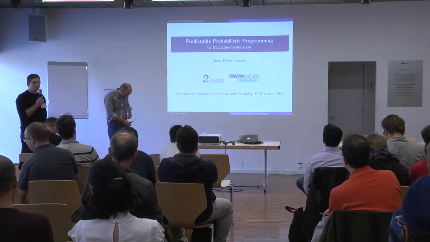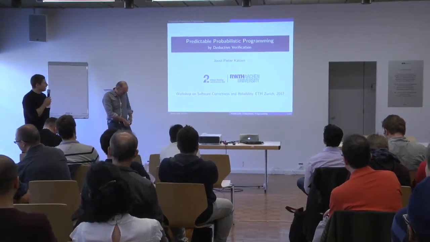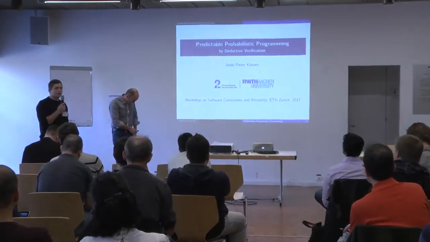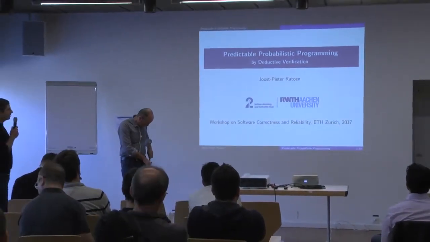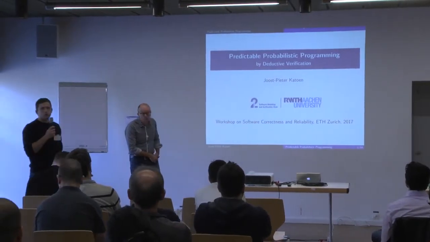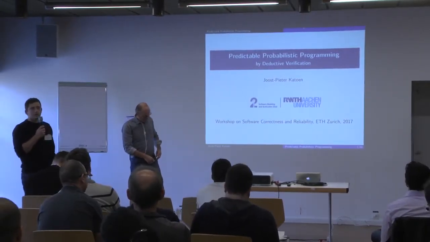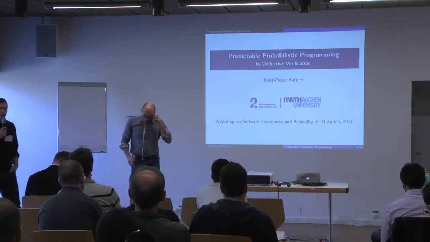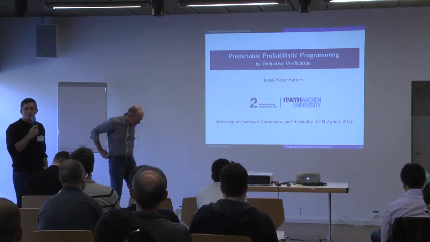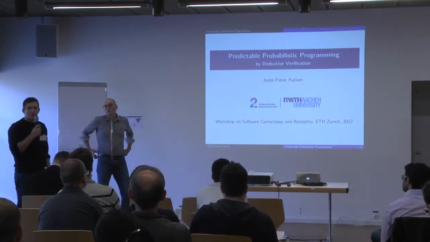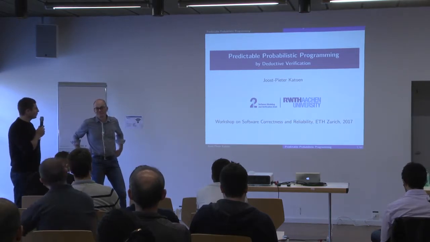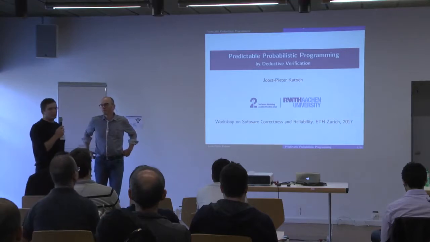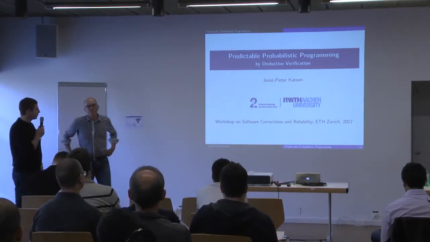So it's my pleasure to welcome Joost-Pieter. Joost-Pieter is a distinguished professor at Aachen University in Germany. He's very well known for his contributions to model checking, concurrency theory, probabilistic semantics. He's written a very nice book on model checking that many of you know, hopefully. I see some people are nodding. So today he'll tell us about some of his latest work on probabilistic programming. So I'm looking forward to the talk.